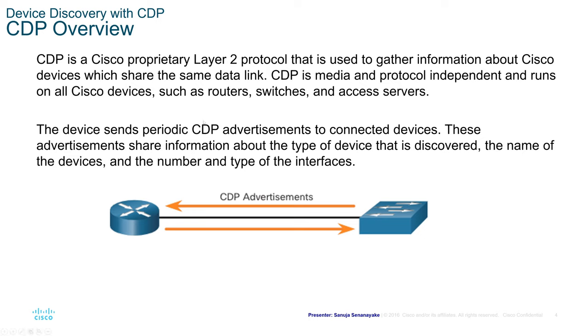So CDP stands for Cisco Discovery Protocol, and it is a proprietary layer 2 protocol. And how it works is by sending CDP advertisements to connected devices in a periodic way so that it can gather the information with respect to what is contained within that device. So for example, it includes the type of device, name of the device, the number, and the type of interfaces in that device. So that's how the CDP advertisements work.